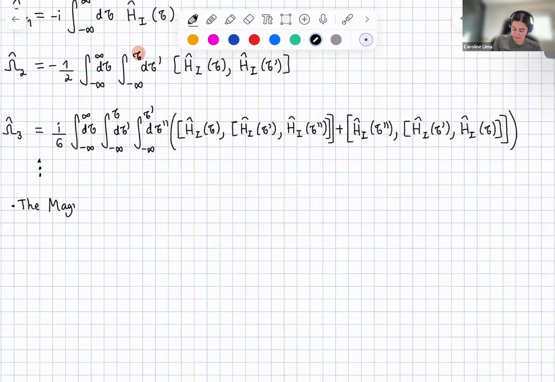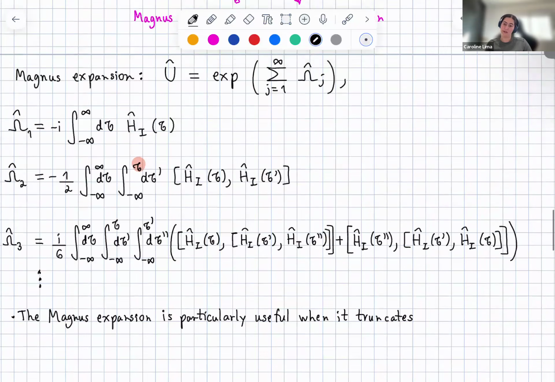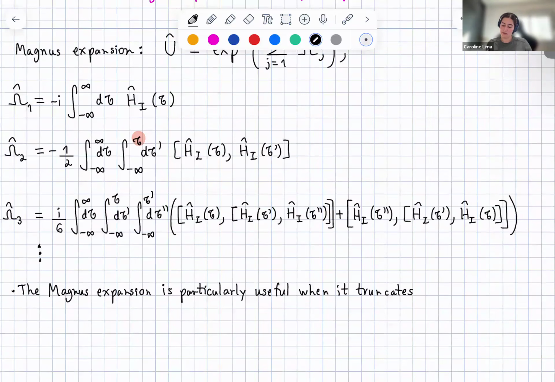So the Magnus expansion is particularly useful when it truncates, right? So when would this truncate? When one of these nested commutators is going to vanish, right? So if at some point one of these nested commutators is a C number, so it's just a number times identity, then the other orders are going to vanish.